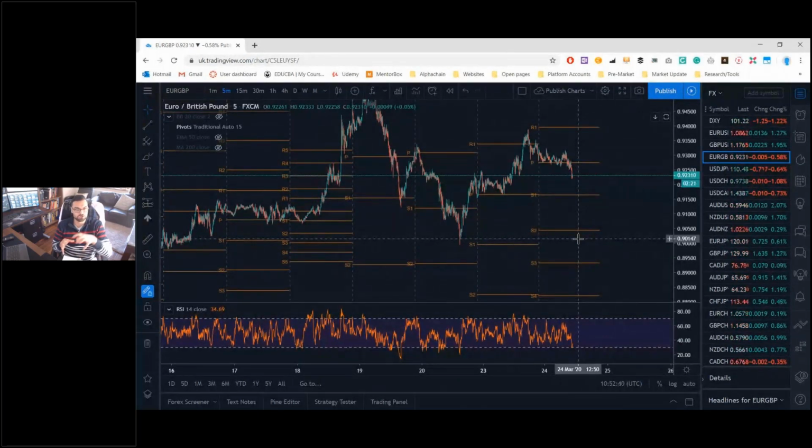The second is to zoom out and look at what the overall major trend is. Is it in a long-term downtrend or uptrend?